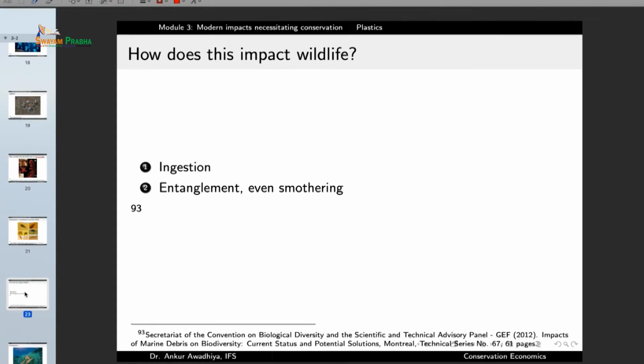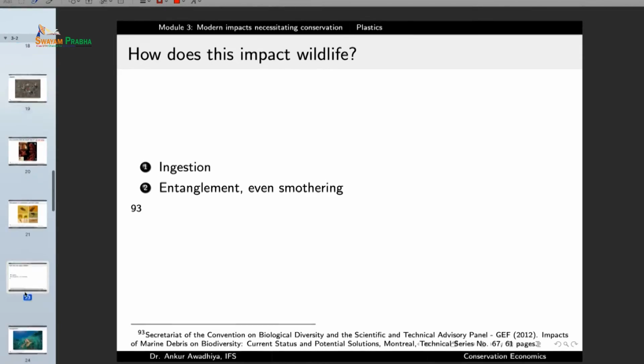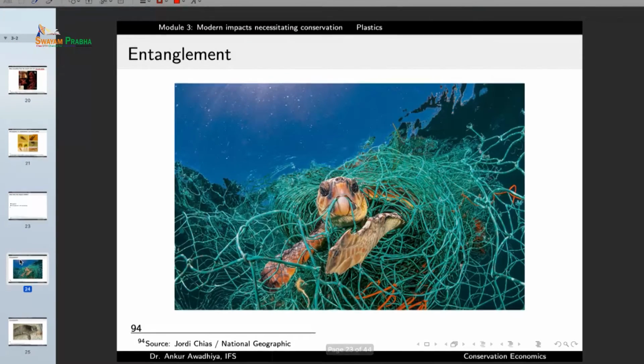Another way they impact biodiversity and wildlife is through entanglement, even smothering. So, what happens is that the plastics that are left out, so they can be thrown out or probably they get out because of some accidents, and these plastics can act as ghost nets. Now, here we can observe that this is a fishing net that is there in the water body, and the fishing net is meant to capture animals. It is very good at capturing animals.